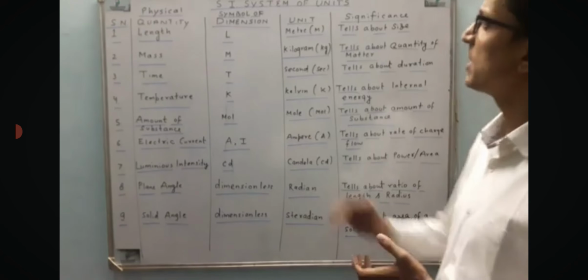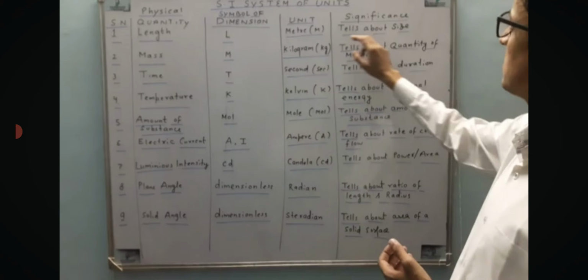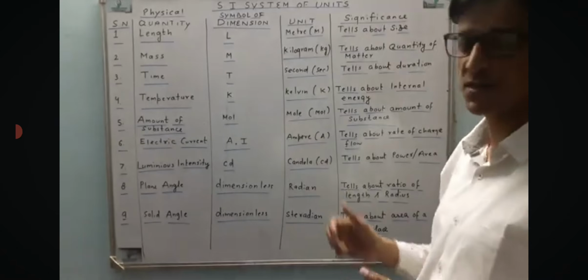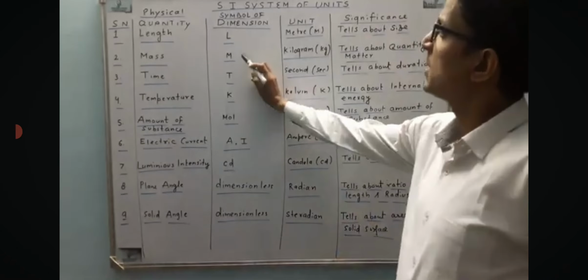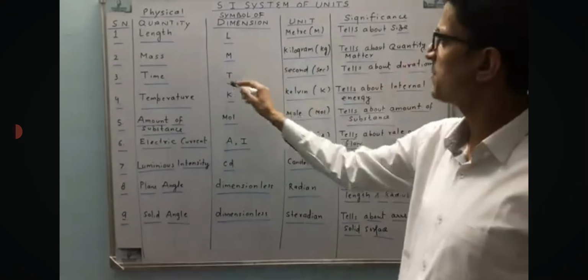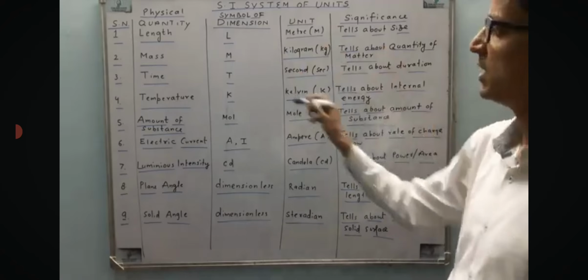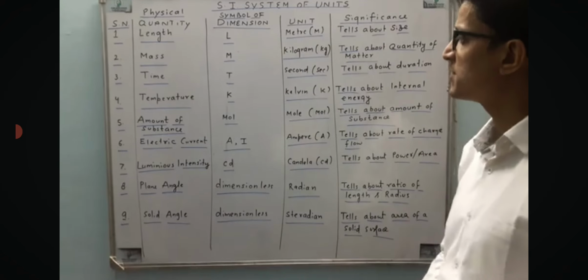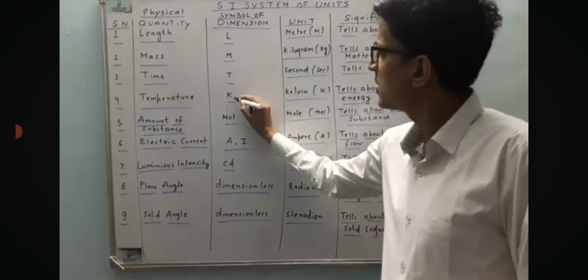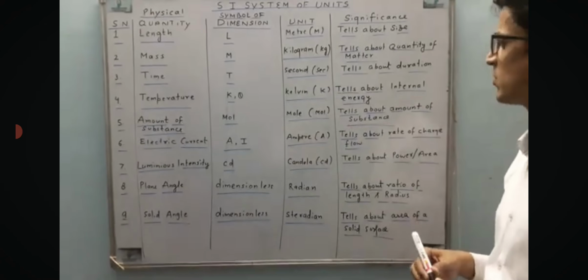So let's see things in the right perspective. The first is length. The symbol of dimension is L, the unit is meter, and it tells about size. Next we have mass, symbol is M, unit is kilogram, and it tells about quantity of matter. Third is time, symbol of dimension is T, unit is second, and it tells about duration. Fourth is temperature, its symbol of dimension is K. Sometimes theta is also written for that. The unit is Kelvin and it tells about internal energy.